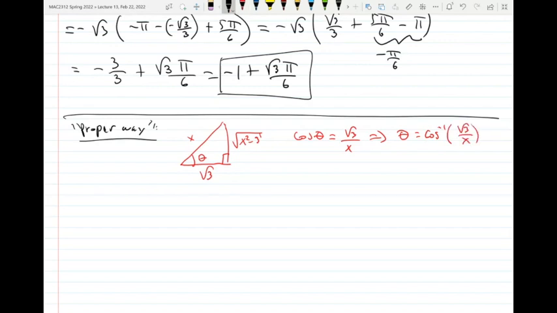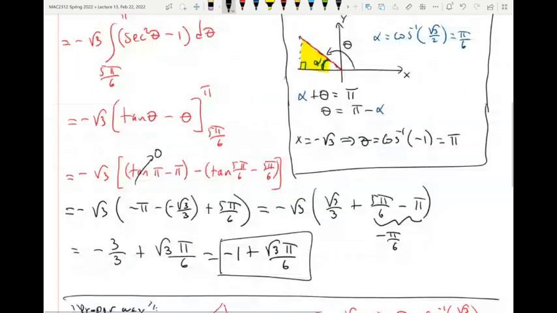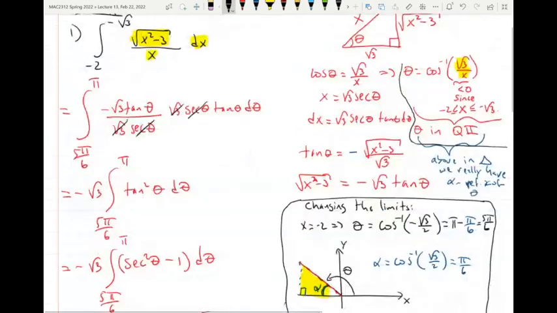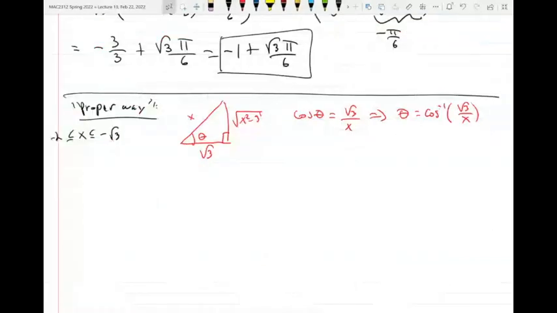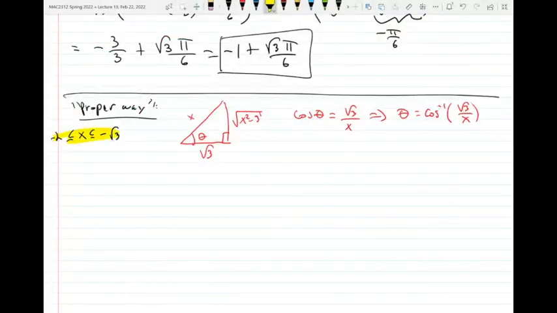And it turns out, because of the problem, remember our exercise came with the condition that x was between -2 and negative square root of 3, because those were our limits of integration. So when you put that condition in place, we realize that, oh, wait a minute, this is in quadrant 2, so we need to work with alpha.